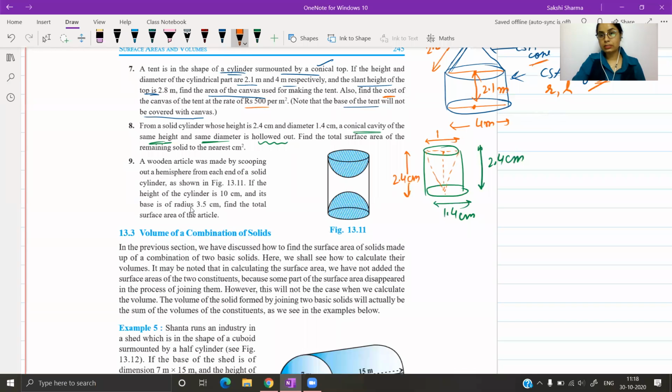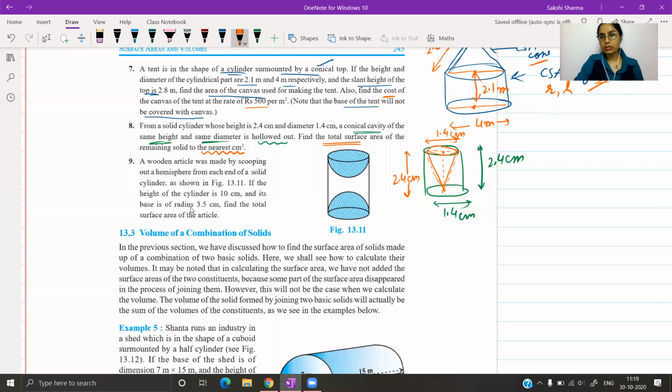Even the diameter is the same for the conical part. So you have to find out, once this cone has been carved out, what's the area of the remaining solid. The answer is to be calculated to the nearest centimeter. Maybe you will have an answer in decimal value, so you need to write the answer to the closest centimeter square as a whole number.